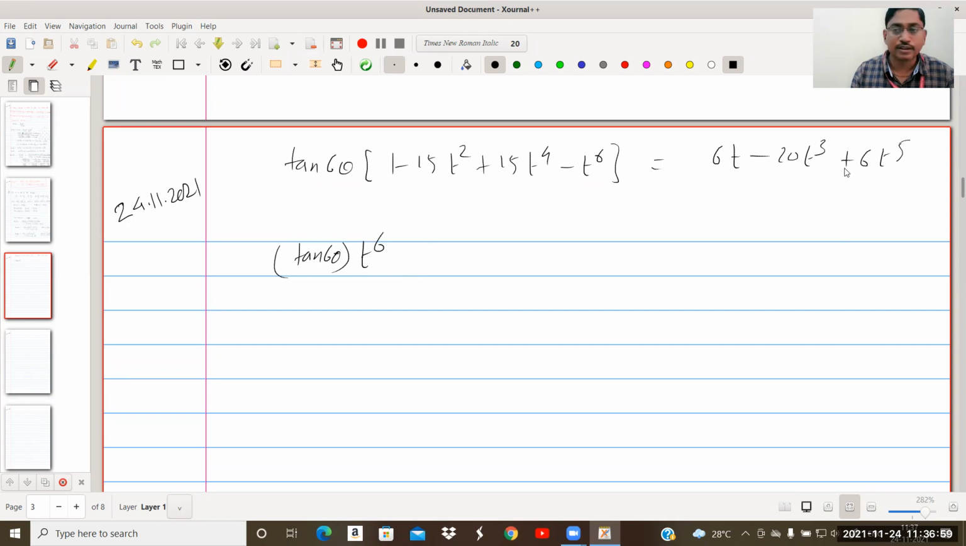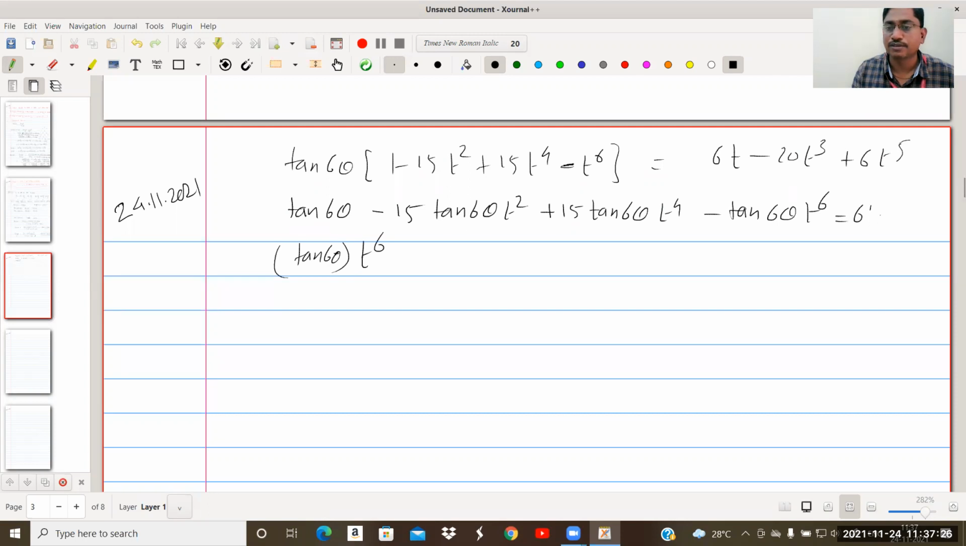And what value will you get here? Next, I'm transferring this to the other side. If it has a minus sign, okay, one step I'll do. tan 6 theta into 1 minus tan 6 theta into t square plus 15 tan 6 theta into t raised to 4 minus tan 6 theta into t raised to 6 equal to 6t minus 20t cube plus 6t raised to 5.